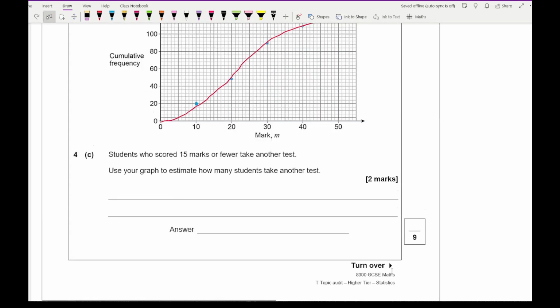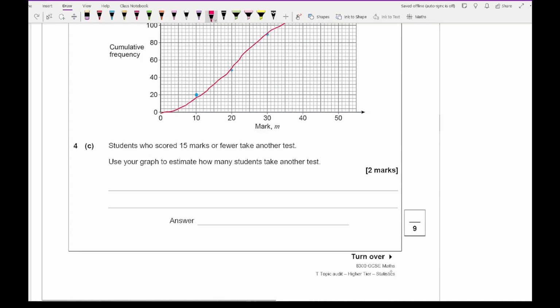Then for 4C, it says students who scored 15 marks or fewer take another test. Use your graph to estimate how many students take another test. So 15 marks is here. So I need to project up from 15. And then my answer is going to be whatever number this is here.